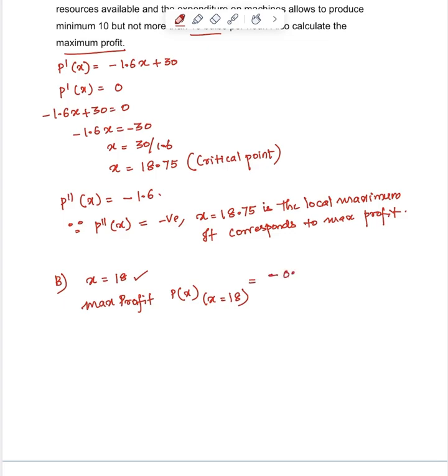So we will put it in the P of x function: minus 0.8 times 18 square plus 30 times 18 minus 150. On calculating this, we get 130.80.